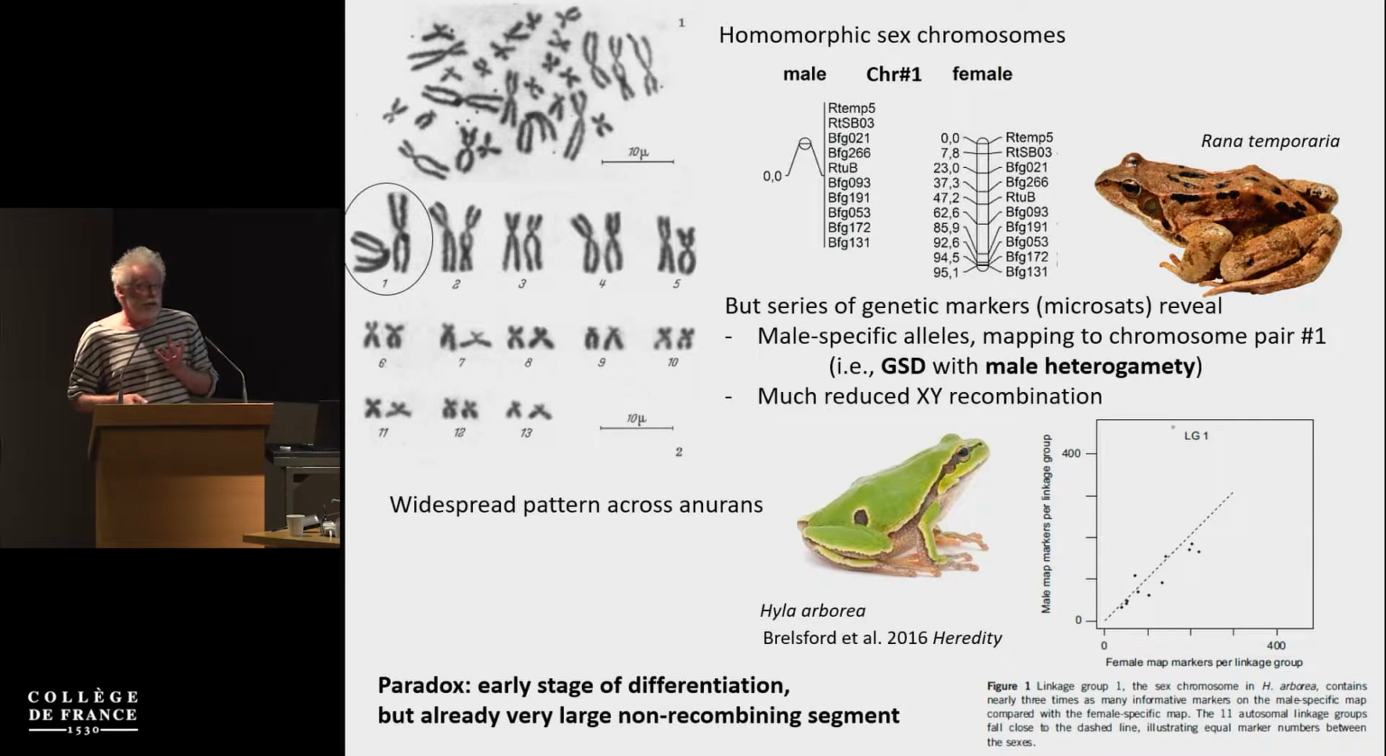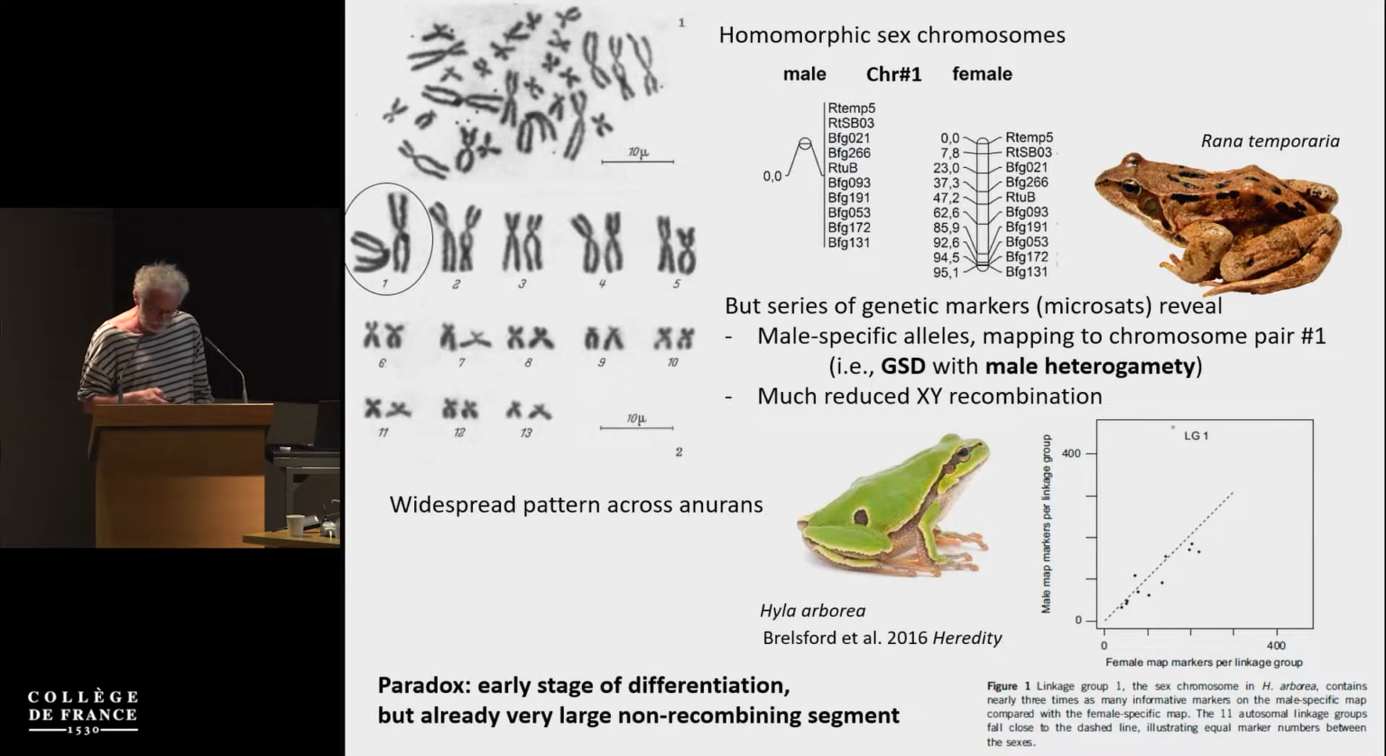And to us, this was a little bit paradoxical, because clearly these are chromosomes which are in an early stage of differentiation. There is no morphological differentiation, and all the markers we find amplify both on the X and Y. They simply have different alleles, but there is no degeneration. And despite this, we have a very large non-recombining segment.